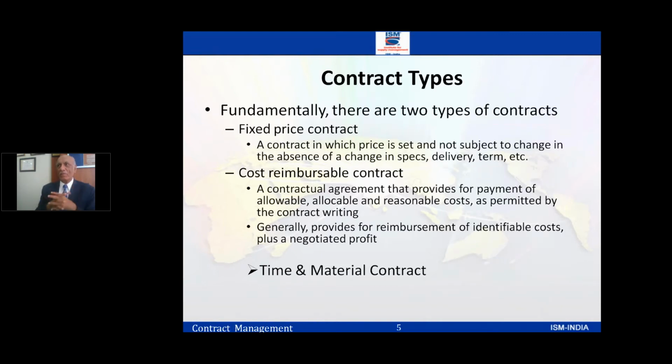Now, there are different types of contract, with which all of you are very conversant. Fundamentally, there are two types. One we call a fixed price contract. The other one is called a cost reimbursable contract.